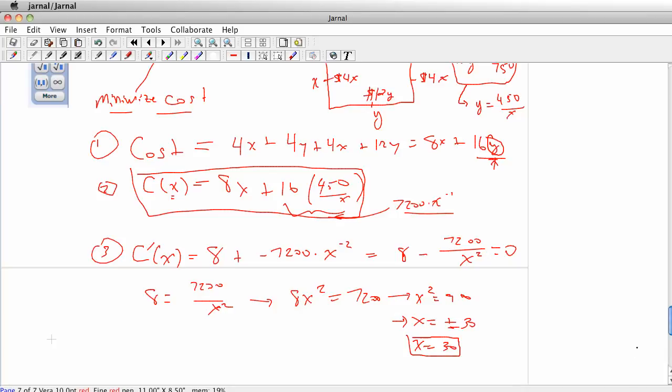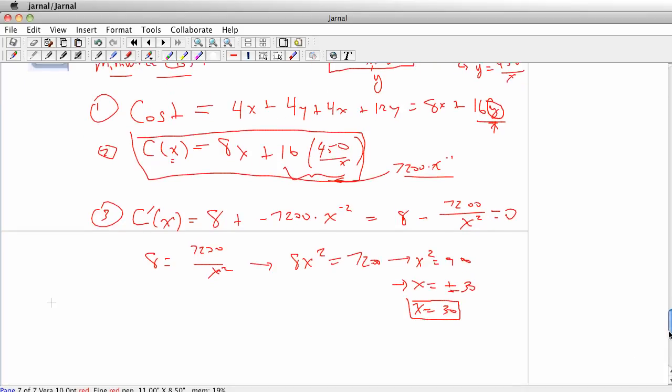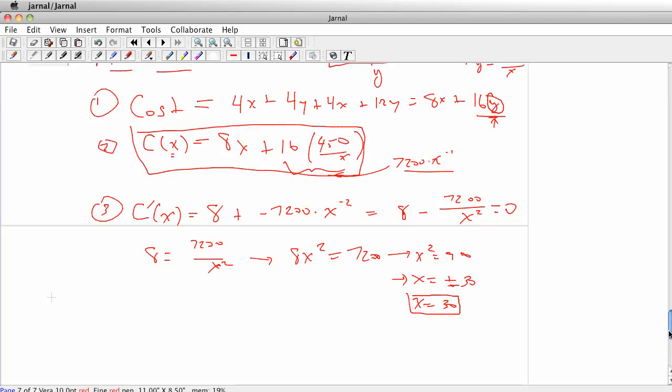So if there is an absolute minimum, then it has to be at x equals 30. We could check, it uses that theorem in the book again. If I checked, just think about the second derivative, that's an easy enough thing to peek at. The second derivative here is going to be positive 14,400. Sorry, I lost track of my zeros. x to the minus 3.